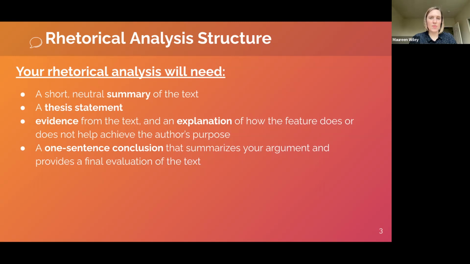So a thesis statement here is not a thesis statement of your own creation. This is actually your own understanding of the author's thesis. So again, we're going to keep ourselves out of it. A rhetorical analysis is not about our own personal subjective experience. And it's also not yet asking us to formulate our own argument. Rather, we are going to be just studying the author's argument.